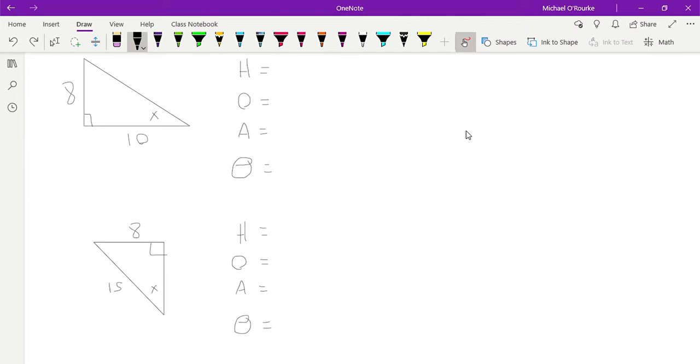Okay? So what you need to do right now is get out and have to your side your trig ratio sheet. The sheet that looks like this. Okay? Just have that ready to go. No, leave it there. Have this.